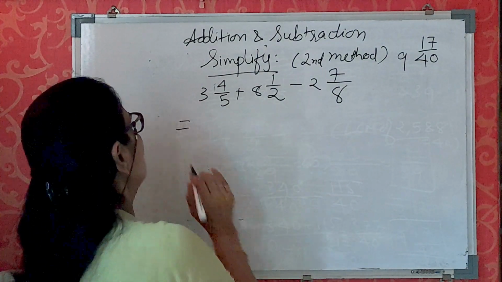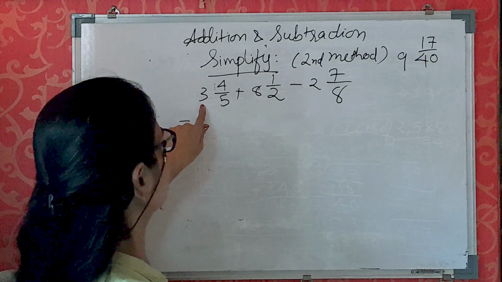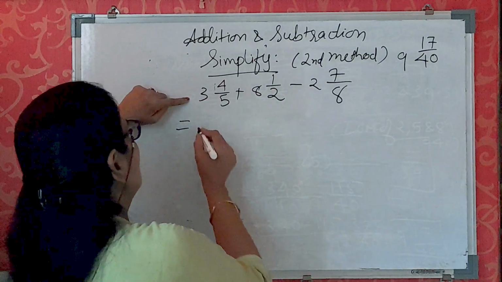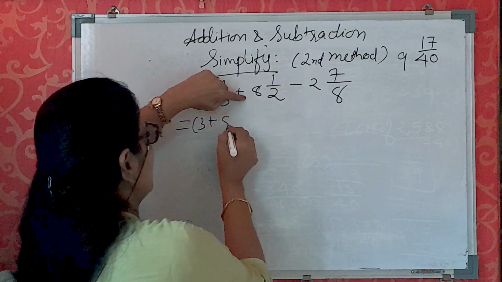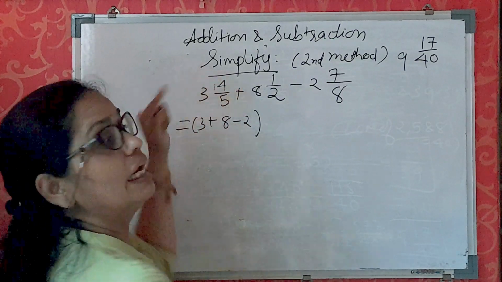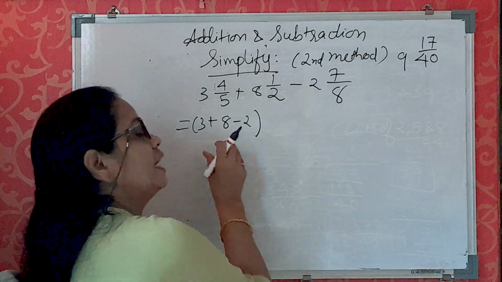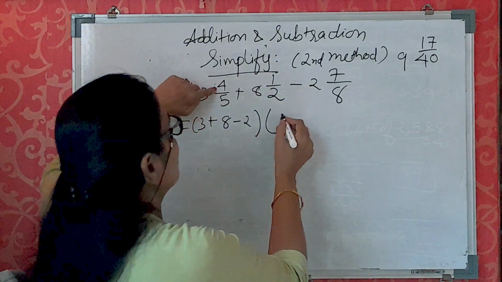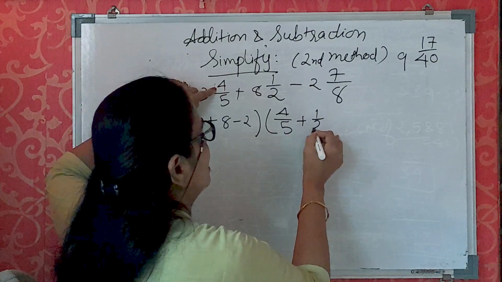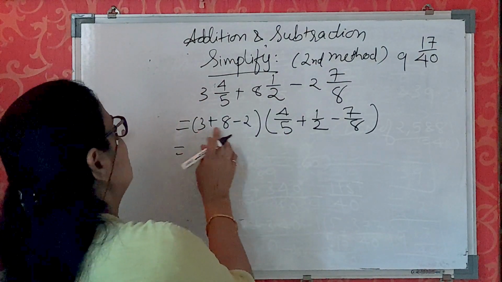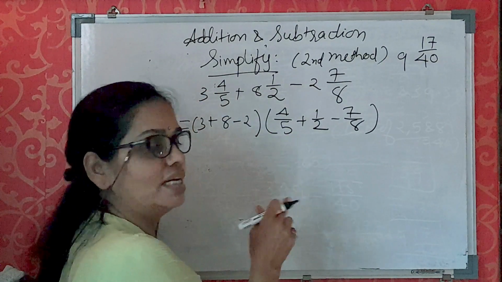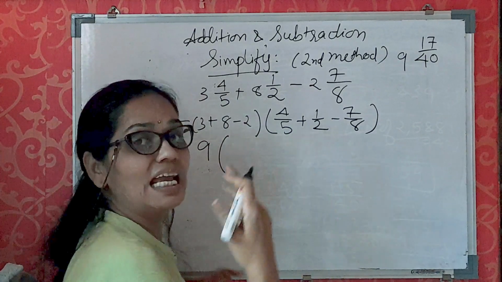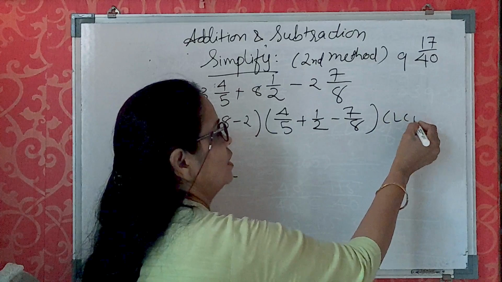Now here, children, we have 3 whole numbers: 3, 8 and 2. That we will write in one bracket. So it would be 3 plus 8 minus 2 in one bracket. In one bracket we will write the whole numbers, in another bracket we will write the fractional numbers. Right? So now 3 plus 8 is 11, minus 2, that would be 9. And here, in the same way, the LCM will be 40.